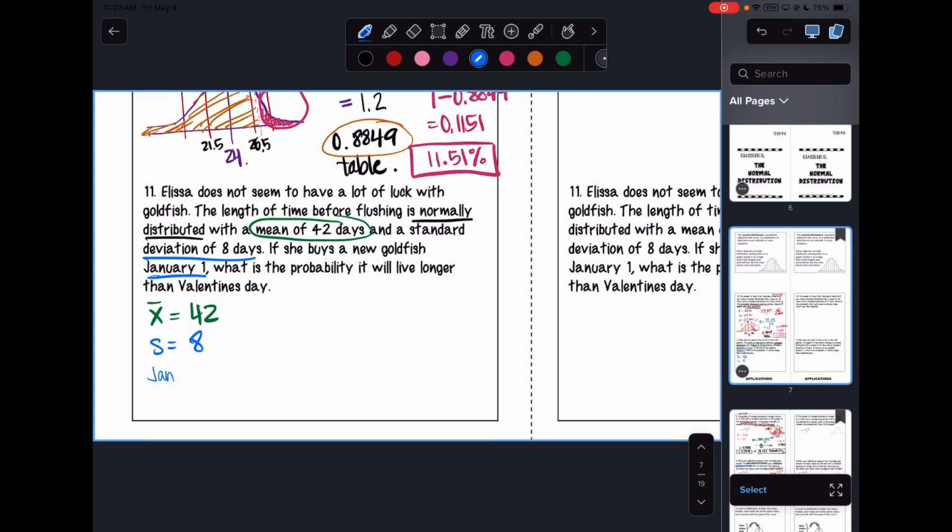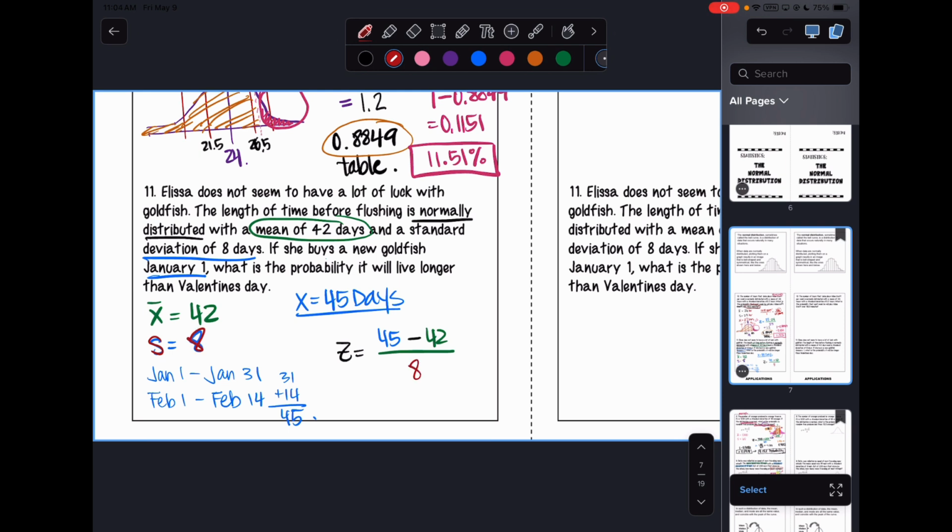Okay, January 1st. Do you know how many days are in the month of January? 31. And then from February 1st to February 14th, how many days is that? 31 plus 14, 45? 45 days? Okay, so we have our X value of 45 days. Okay, then we can find our Z-score by using my 45 minus 42 divided by, what's my standard deviation here? 8. Okay. Then we have 3 divided by 8. What's 3 divided by 8? 0.375, yes? Okay, table, that's my z-score.